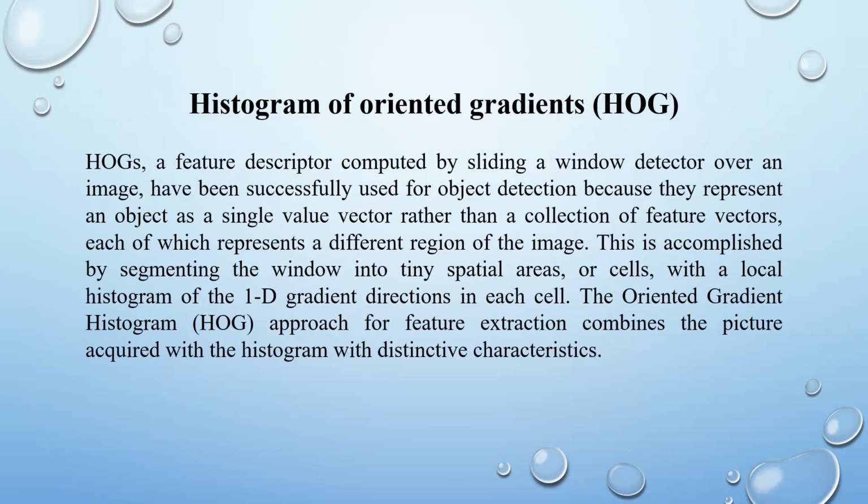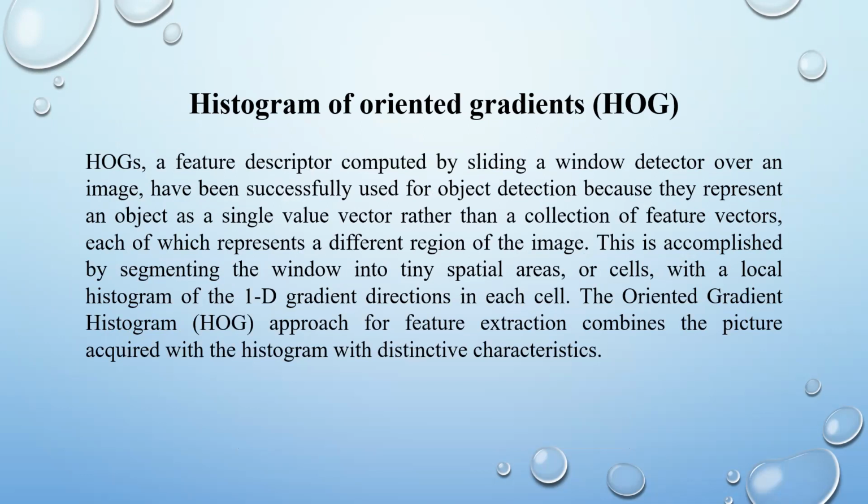The histogram of oriented gradients. HOG features, a descriptor computed by sliding a window detector over an image, have been successfully used for object detection because they represent an object as a single feature vector rather than a collection of feature vectors, each of which represents a different region of the image.